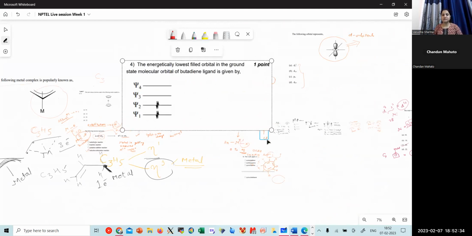So this question asks, the energetically lowest filled orbital in the ground state molecular orbital of the butadiene ligand is given by. So you need to check which one is the lowest one, and you have these butadiene bonds which you have to make, and this is Psi1. The other one would have both doubly occupied, and the answer to this question is Psi2, which is the energetically lowest filled orbital in the ground state of your butadiene. Similarly, you can find out this is HOMO, this is LUMO, and this way you can assign your molecular orbitals with respect to the energy.